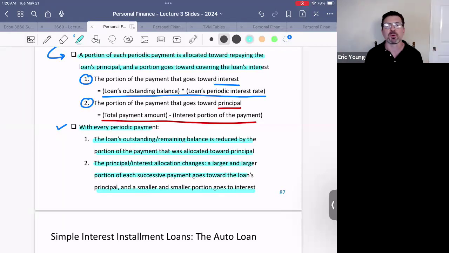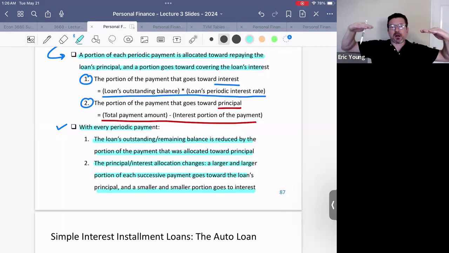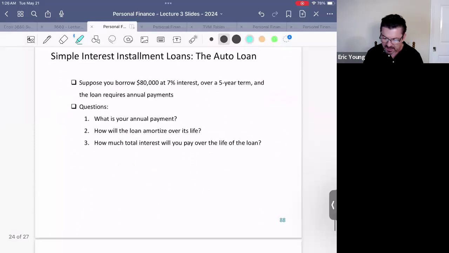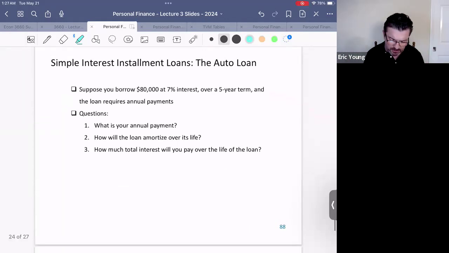The general rule is early on in a loan, the bulk of your payment goes to interest and very little goes to principal. But as the loan goes on and on and on, it pivots. And at the end of a loan, most of your payment goes to principal and very little goes to interest. Now, this sounds hard, and it's confusing until you know it. It's not a hard concept, but it's not intuitive. So let's do a quick example to wrap up this lecture.